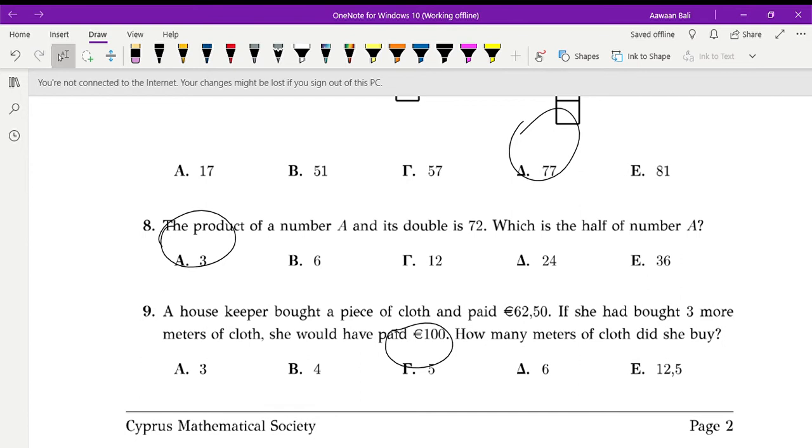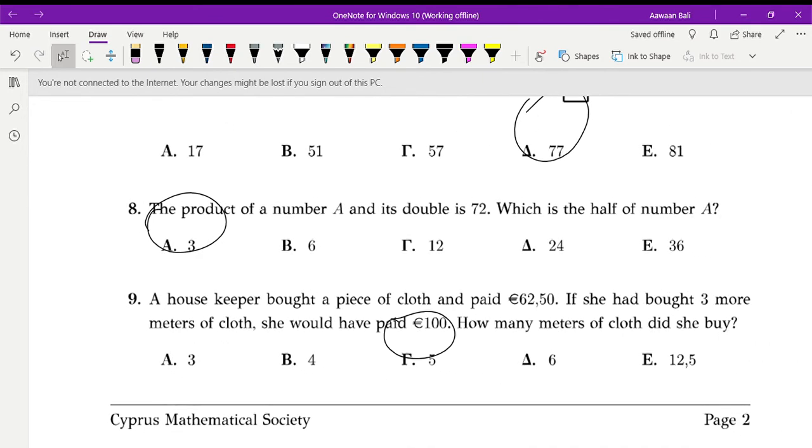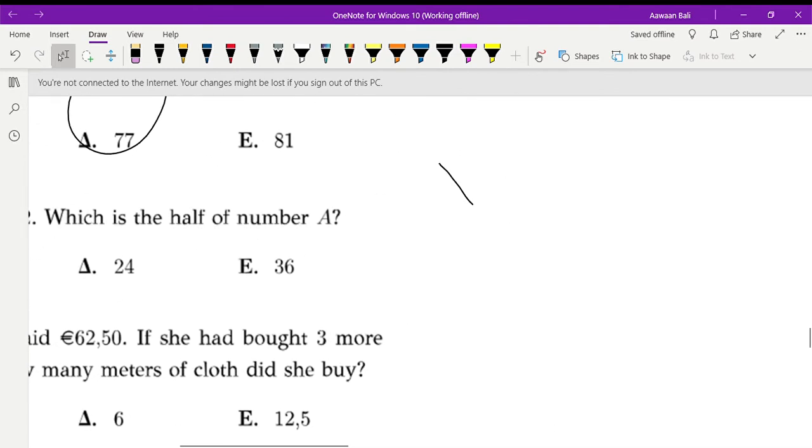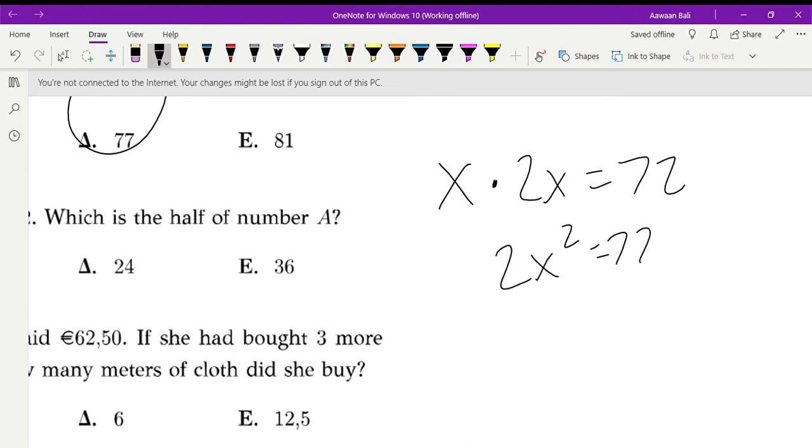So now we have question number 8. The product of a number a and its double is 72. What is the half of number a? Now, basically it's saying that x times 2x is equal to 72. Basically, 2x squared is equal to 72. So you can divide 72 by 2, which is 36. So we know x squared is 36. The root of 36 is 6, which means x is 6.